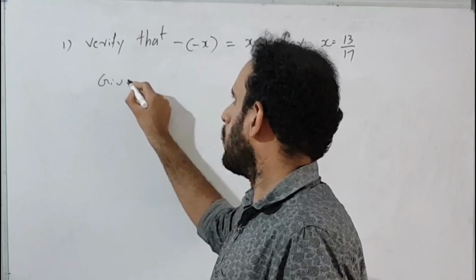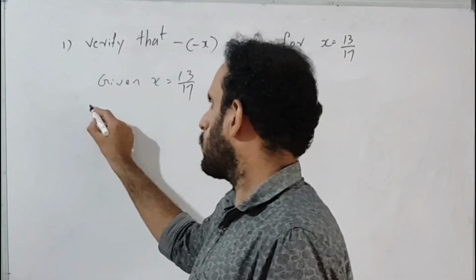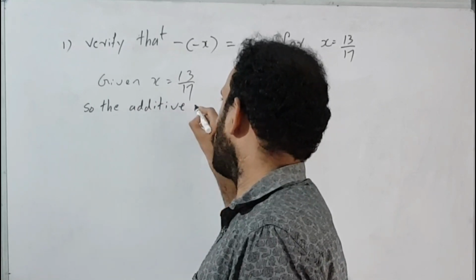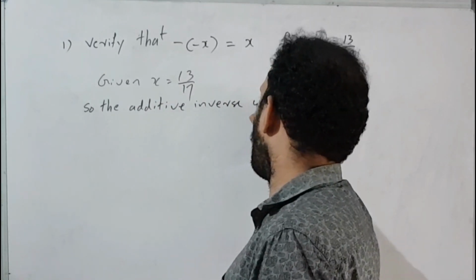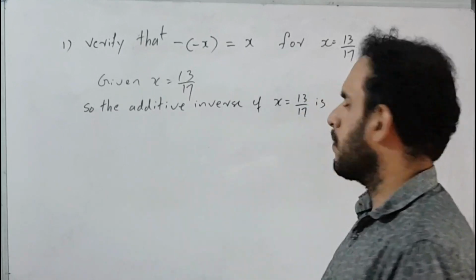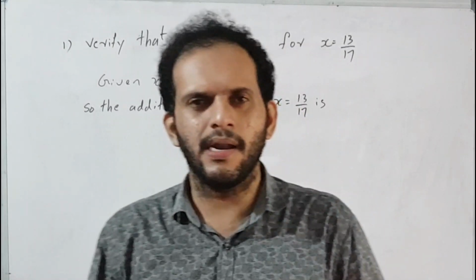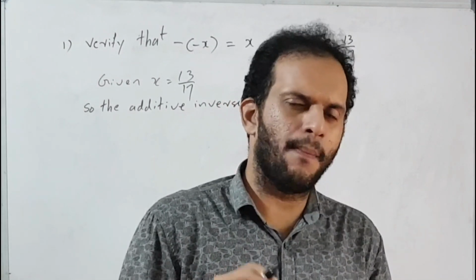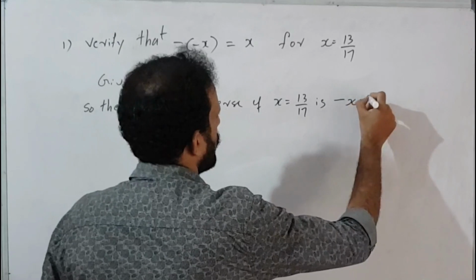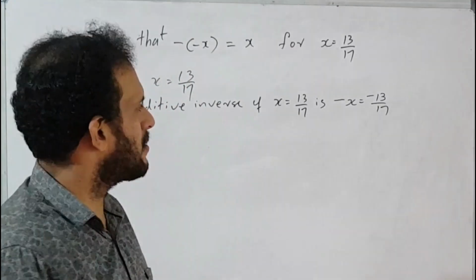Given x is equal to 13 by 17. Okay, so to write the additive inverse of x is equal to 13 by 17, what is the idea? The idea is we just add the minus in front of the number. So minus x is equal to minus 13 by 17.